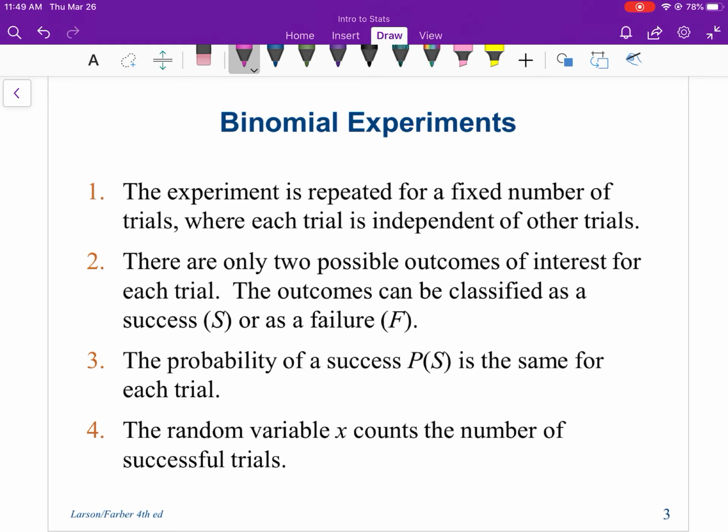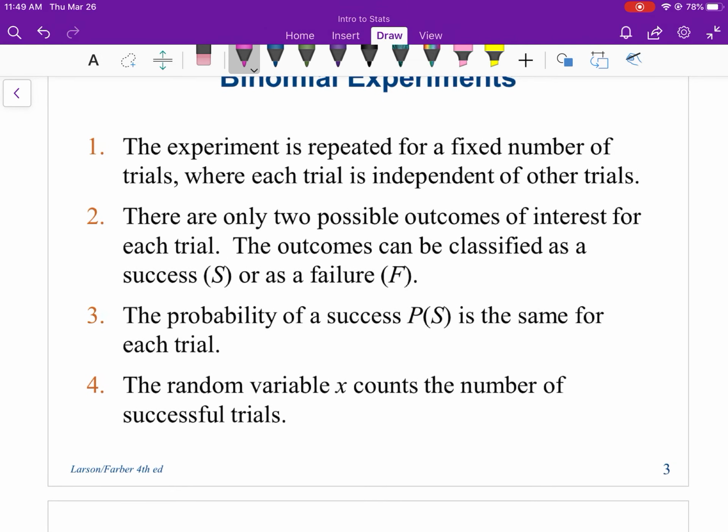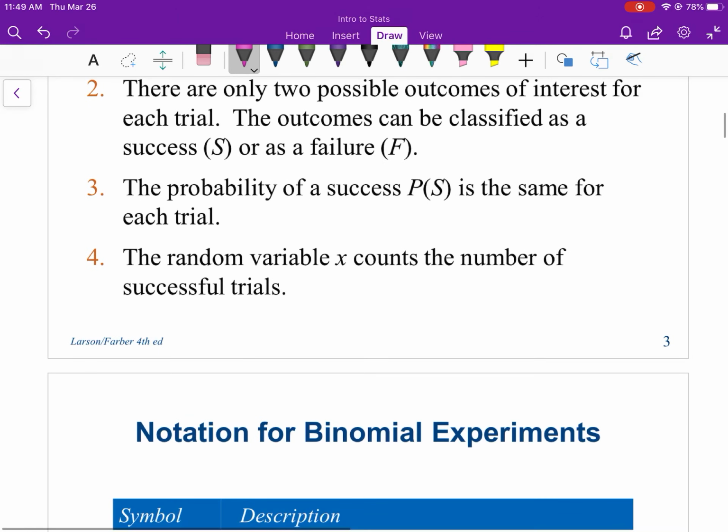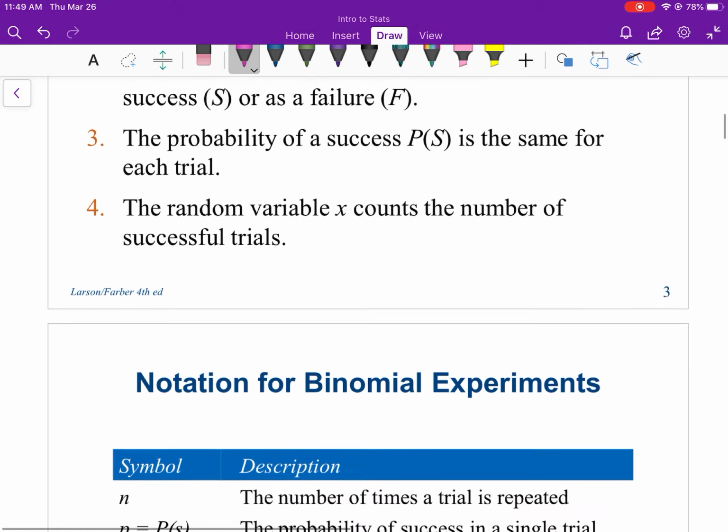Number 3, the probability of success is the same for each trial. So we're going to do this experiment with replacement. If you did one without replacement, then this criteria number 3 would fail. Number 4, the random variable x counts the number of successful trials. So when I'm drawing out a card 6 times, I might get a heart 0 times, 1 time, 2 times, 3 times, 4 times, 5 times, or 6 times.